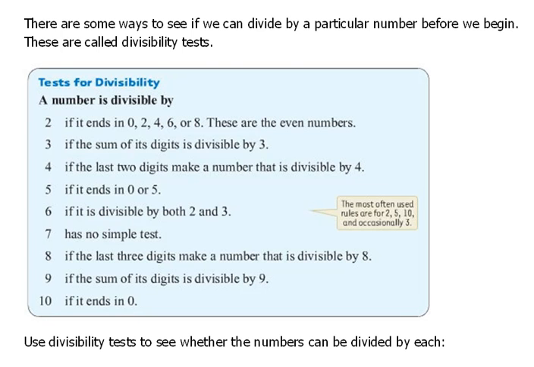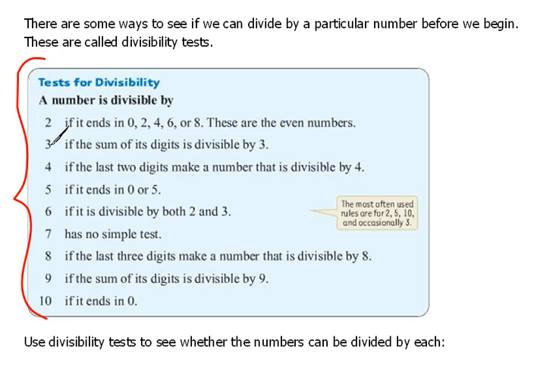All right, now there are some tests for divisibility, sort of little tricks, if you will, that we can use to see whether a number is divisible by something or not. And these will come in very handy later on when we start working with fractions. But for right now, we've included a list here that says a number is divisible by 2 if it ends in 0, 2, 4, 6, or 8. If it's an even number, it is divisible by 2.